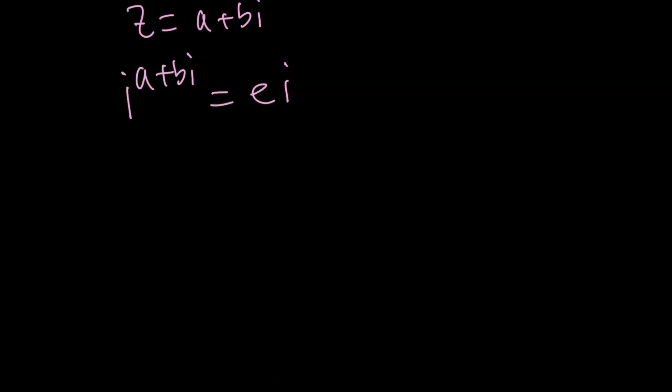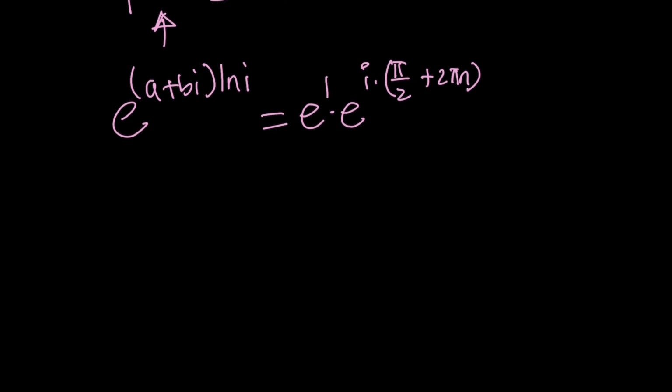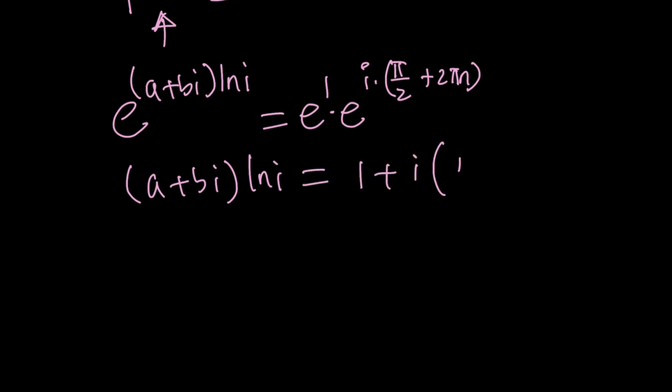You can write it as e to the power of (a plus bi) multiplied by ln i, and this one is e i. I mean, you can divide by this, or just write the i as e to the power i pi over 2, but I'm going to add multiples of 2 pi. Okay, awesome. We can go ahead and put e to the 1, and then add the exponents and natural log. By the way, I'm going to replace ln i with something. Everything is constant, so we should be able to solve this.